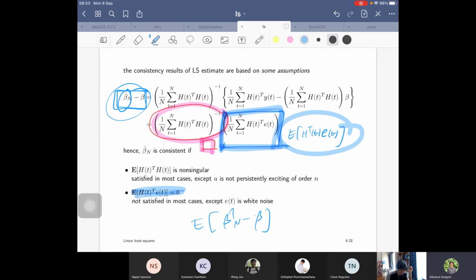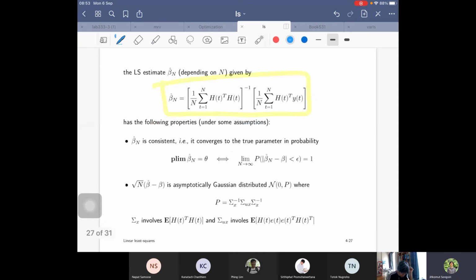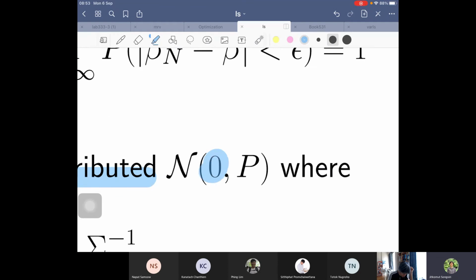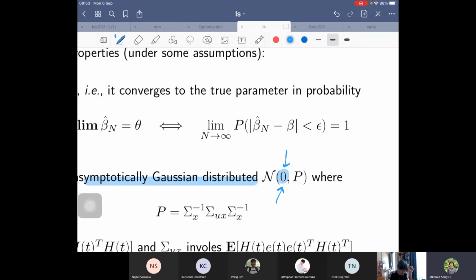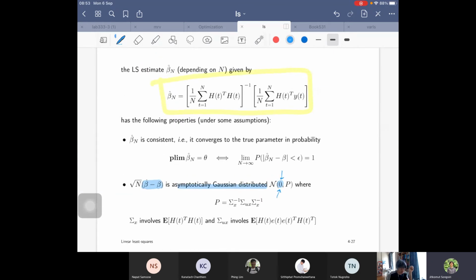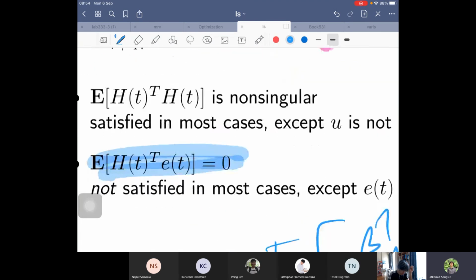Okay? Because asymptotically, the bias term has zero mean. And that's why the statement here is that beta hat minus beta is asymptotically Gaussian distributed with what? With zero mean. You see the zero mean here. Because if the mean is non-zero, you're going to have a problem. Your beta hat may not have the same mean as the true parameter. Okay, let's take a look at this term.